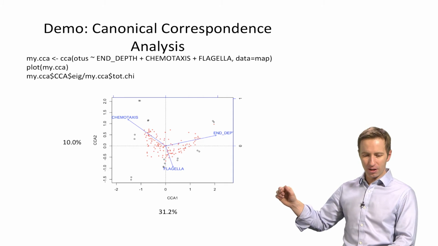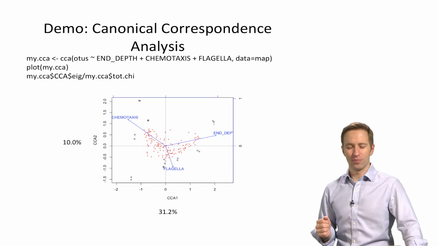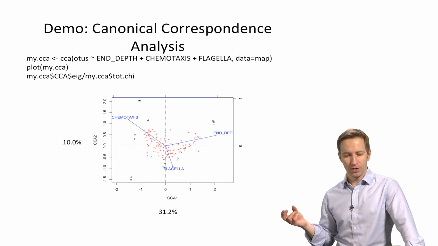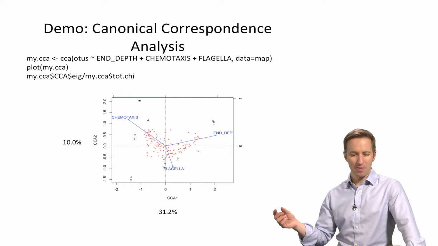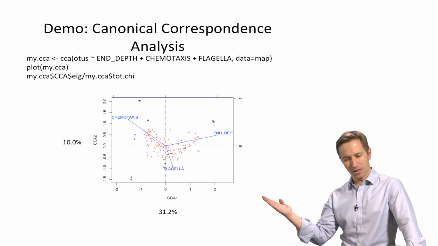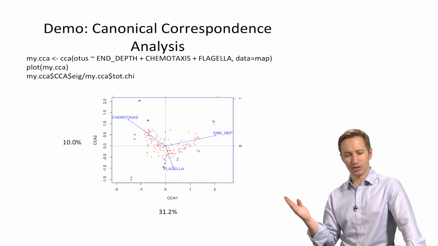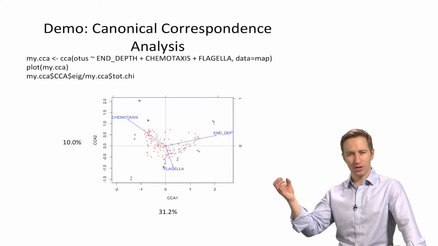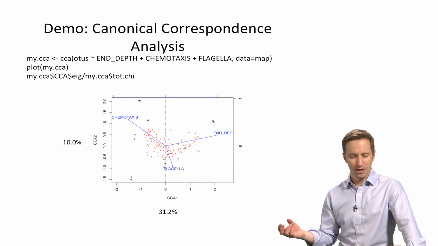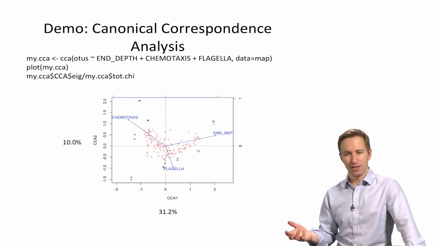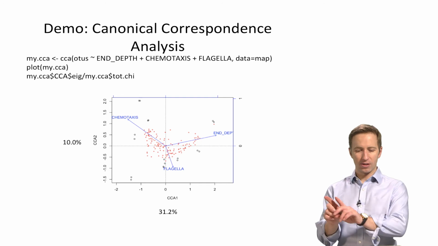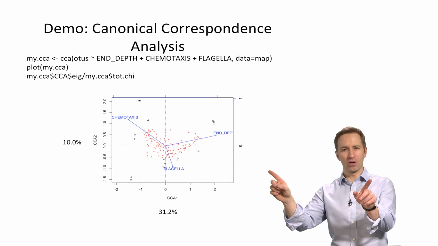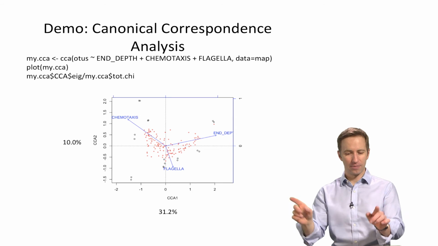And then, interestingly, flagella is somewhat orthogonal to these. So flagella does not seem to be increasing substantially with depth. Maybe it's slightly going in the same direction as depth, but for the most part, it's associated with this other axis, axis 2, whatever that is. So it's basically an orthogonal feature to depth, not highly correlated with depth. Whereas chemotaxis and depth are going to be highly anti-correlated.